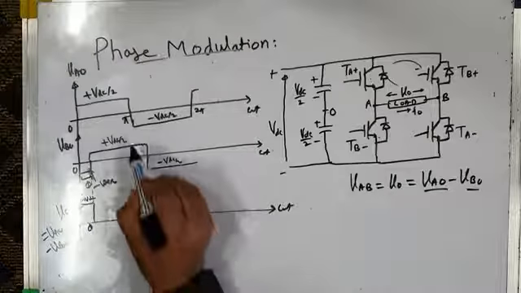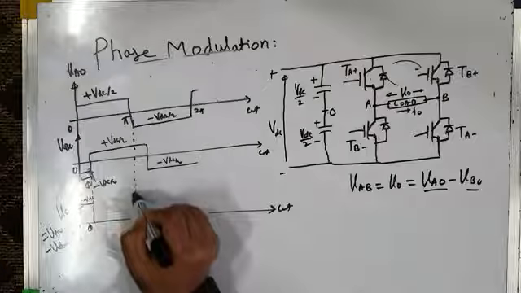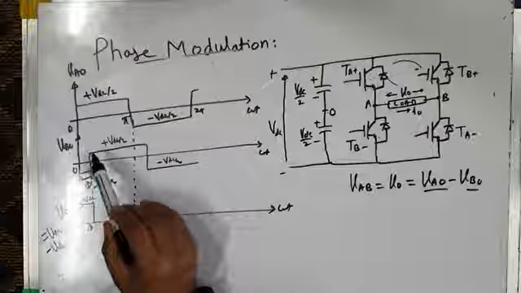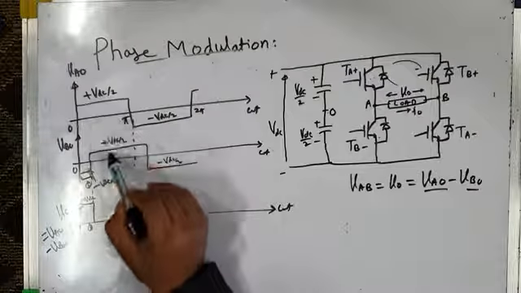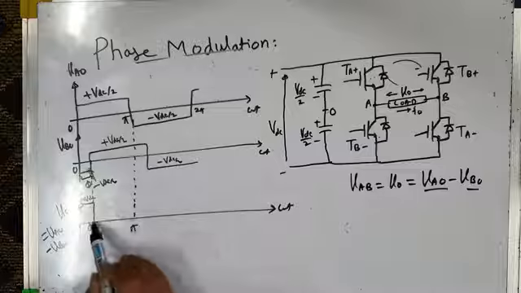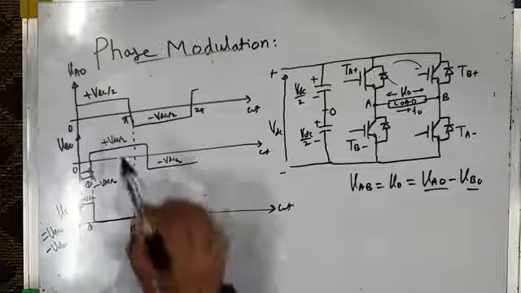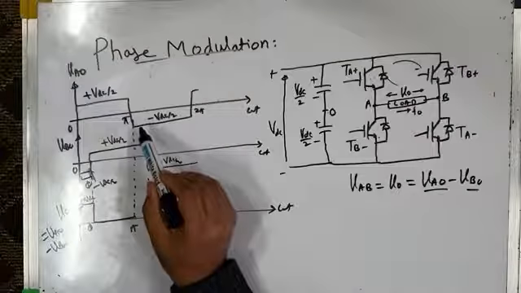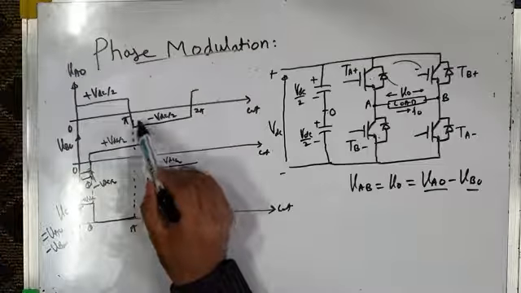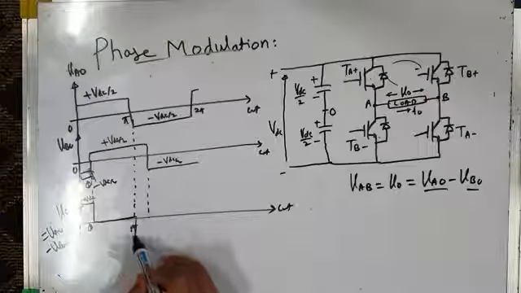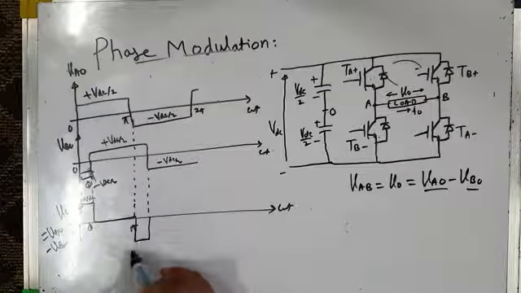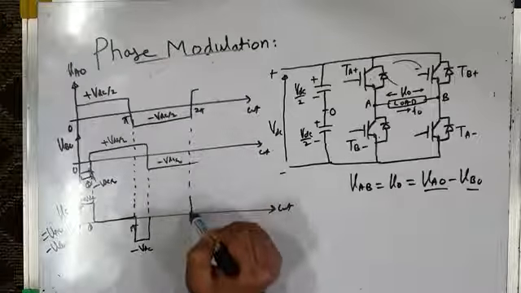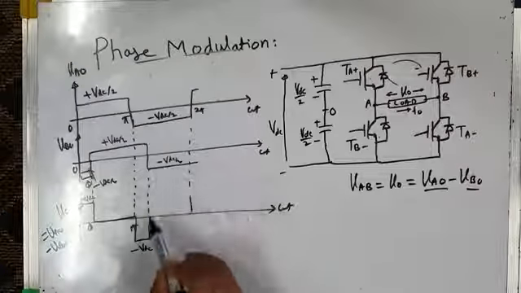Then from phi to pi, this is my pi, my load voltage becomes 0 because you can see VAO minus VBO, that's VDC by 2 minus VDC by 2, it becomes 0. And from pi to pi plus phi, that is this period to this period, you can see my load voltage is VAO minus VBO, that's minus VDC by 2 minus VDC by 2, it is minus VDC. And from this to this, up to 2 pi, my load voltage is minus VDC by 2 plus VDC by 2, it is 0.